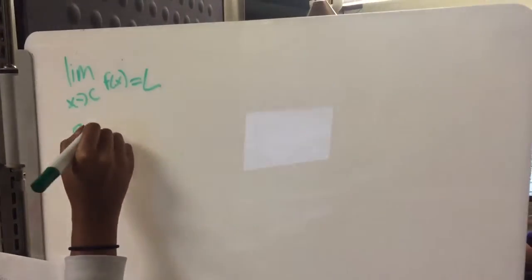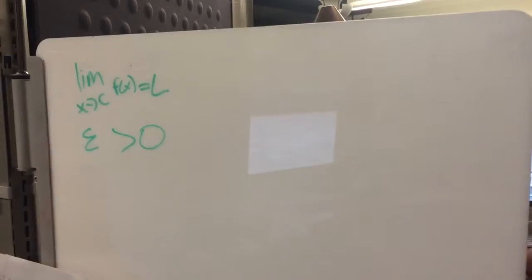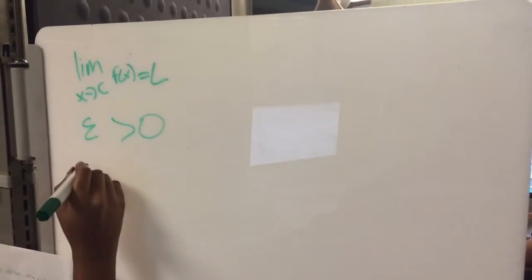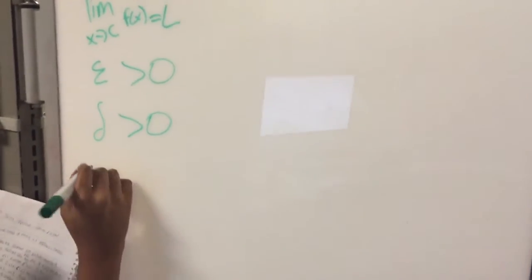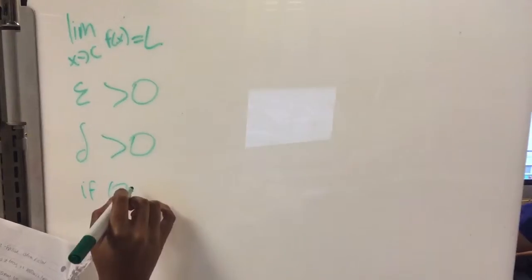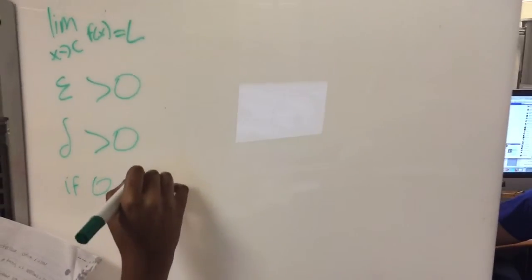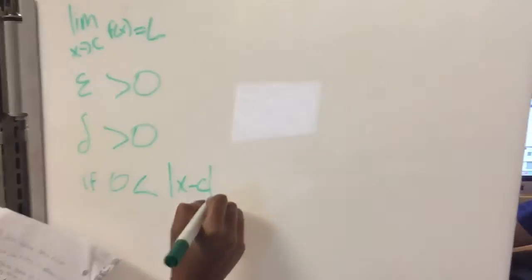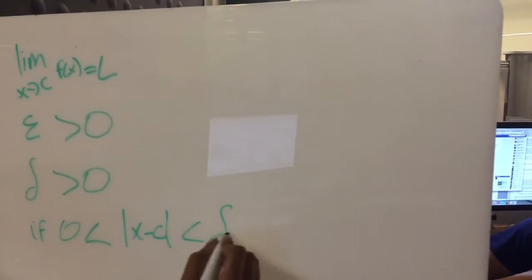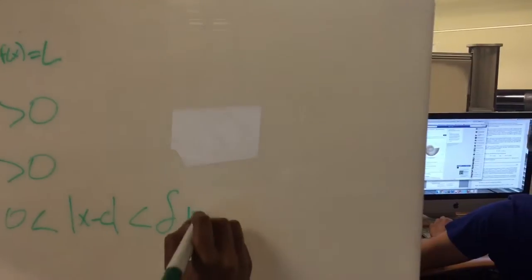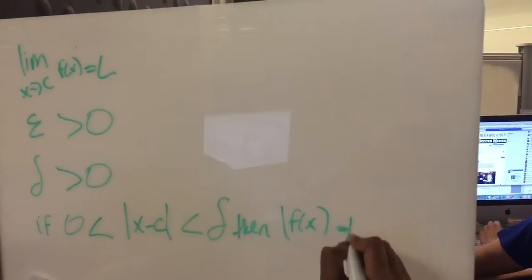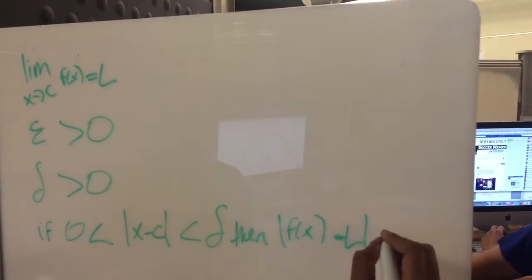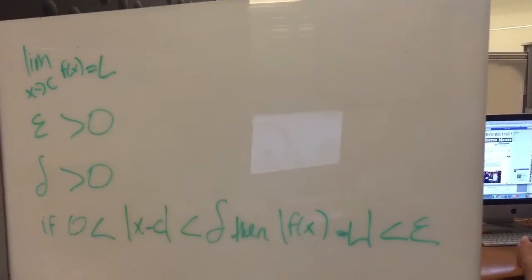Given any real number epsilon greater than 0, there exists another real number, which we'll call delta, also greater than 0, so that if 0 is less than the absolute value of x minus c, which is less than delta, then the absolute value of f of x minus the limit will be less than epsilon.